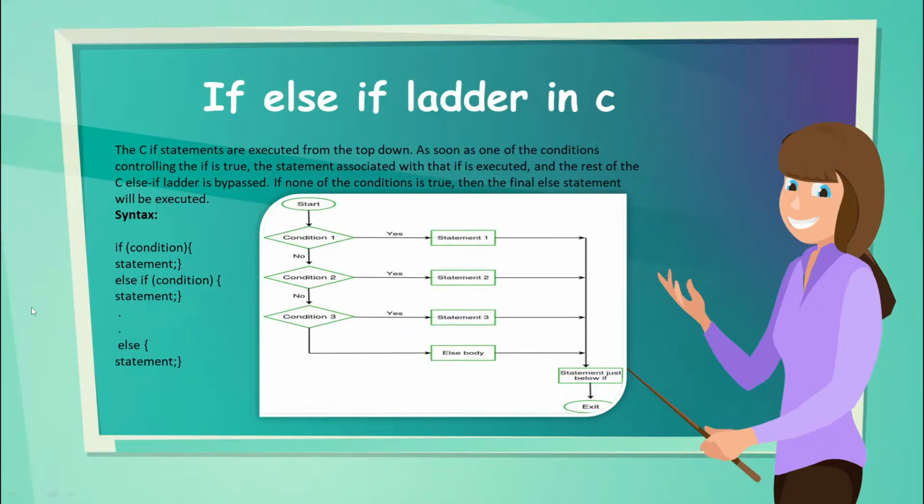So see here, guys. The if else if ladder, what will it do? The statements are executed from the top approach. As I told you, whatever the programming language is, the flow of execution always starts from the top and it will end at the bottom. Is there any problem?